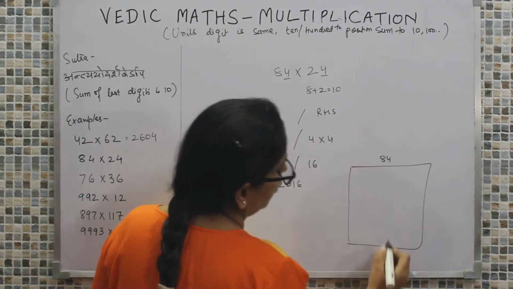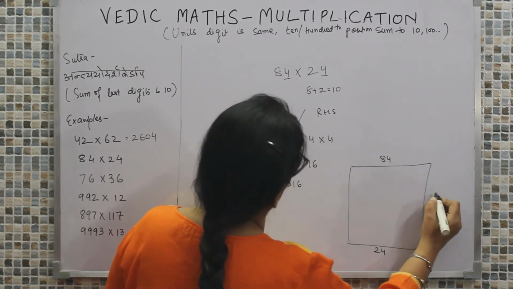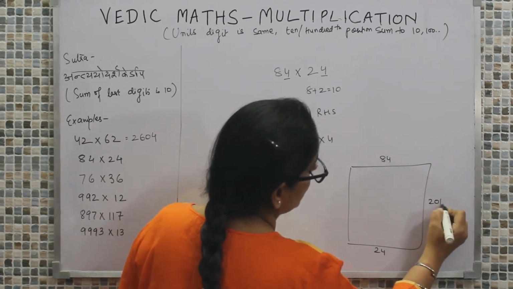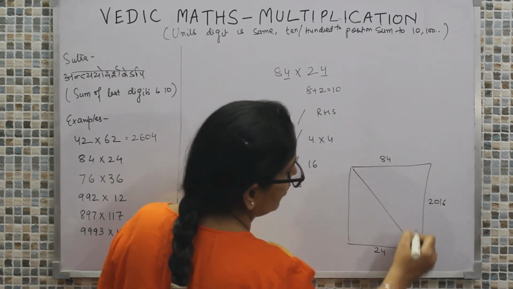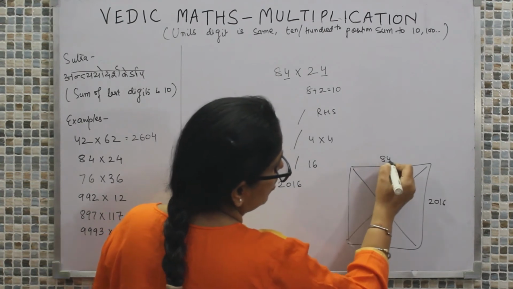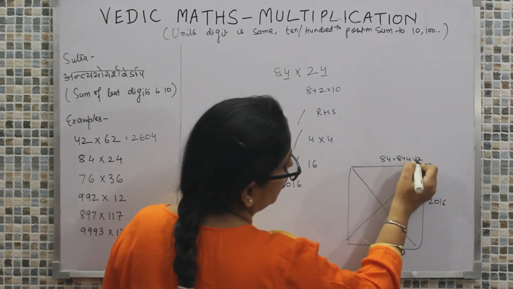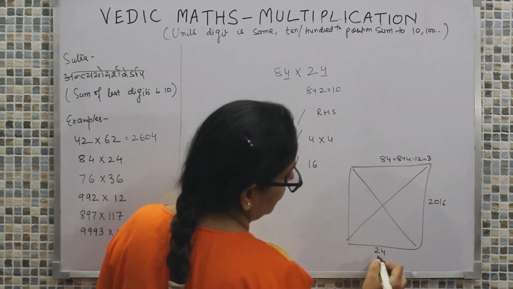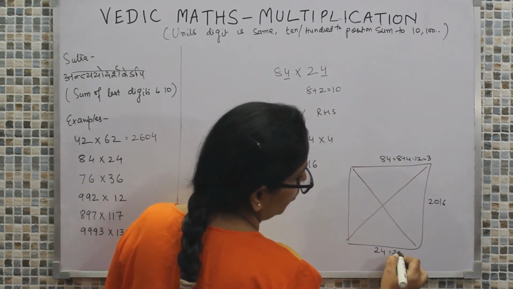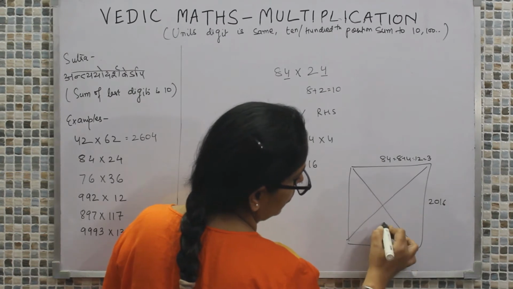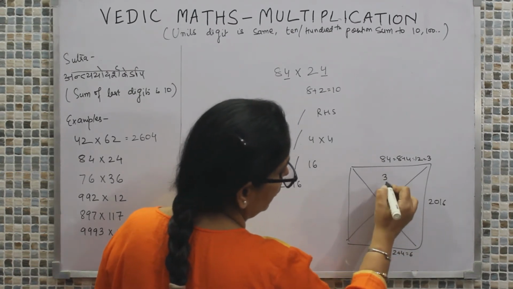First number is 84, second is 24, third is the answer, which we get as 2016. Digital sum of 84 is 8 plus 4, that is 12. 2 plus 1 is 3. 24 means 2 plus 4 is 6. So here we write 6, here we write 3.